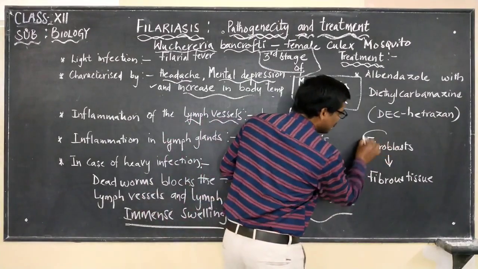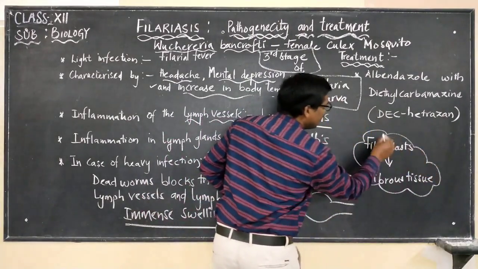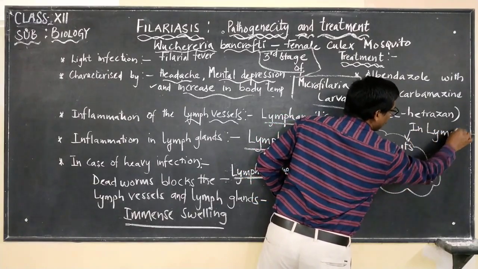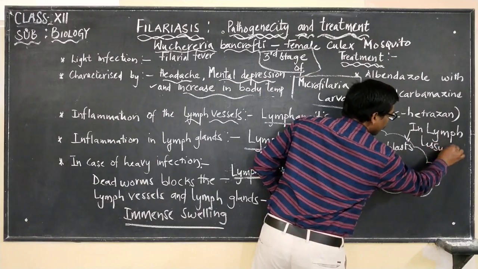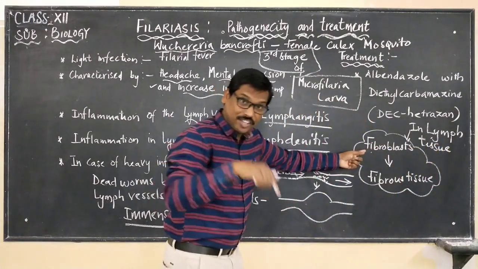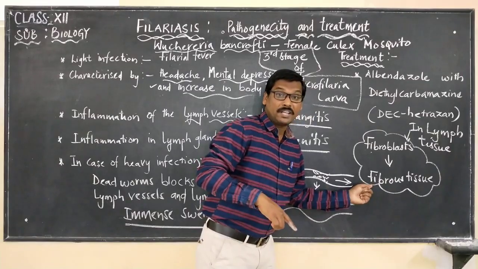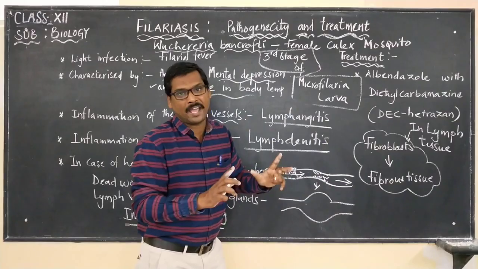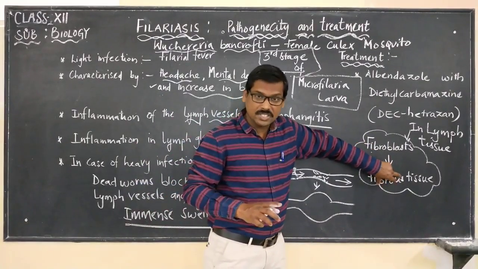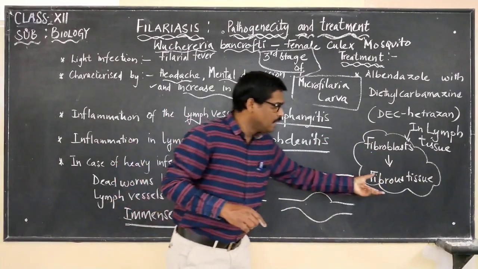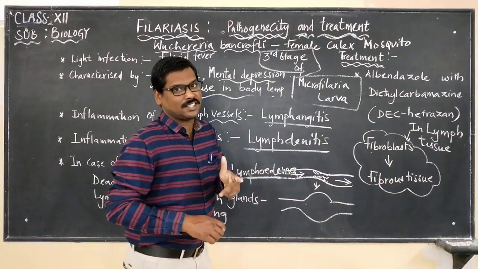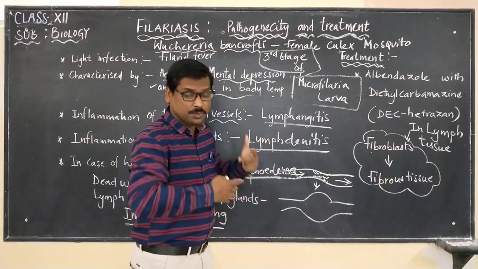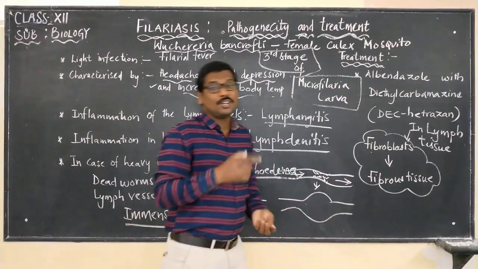So this is happening in the lymph tissue: fibroblasts accumulate and help in the formation of fibrous tissue. That should not happen actually, but it is created, which is very dangerous. And in other cases, when the disease becomes very severe, it also leads to what?